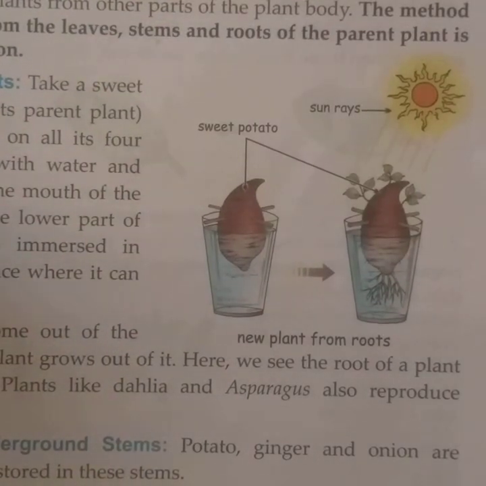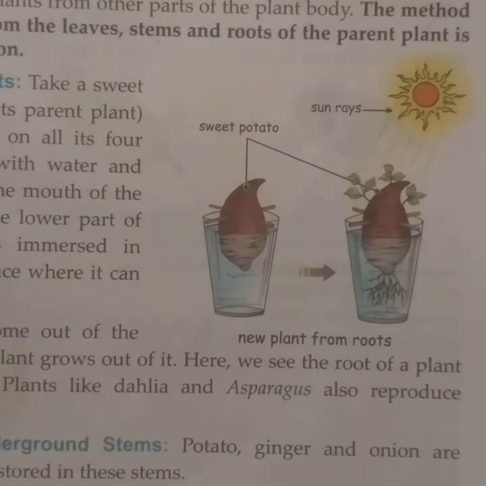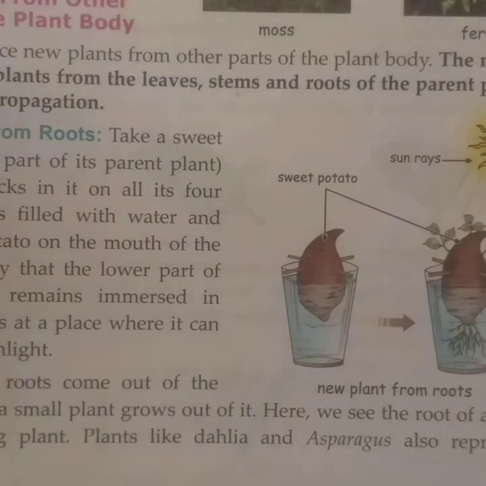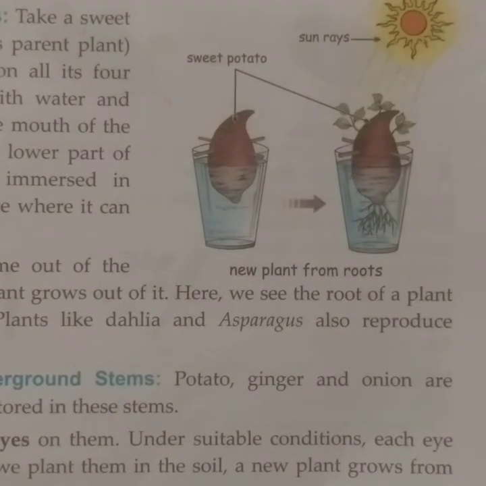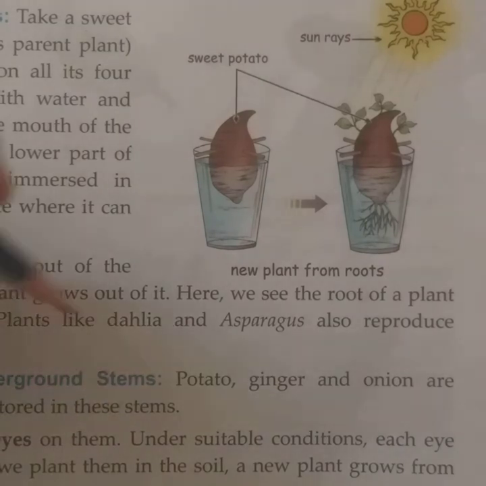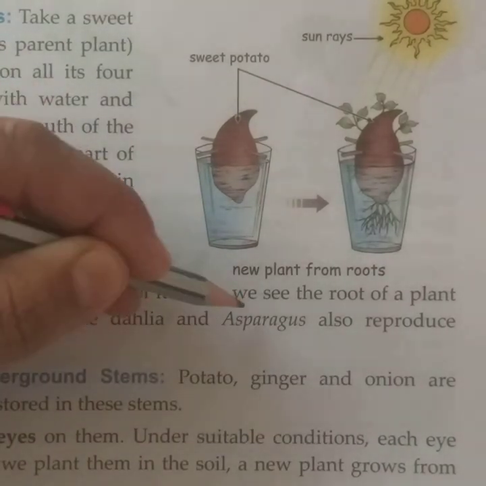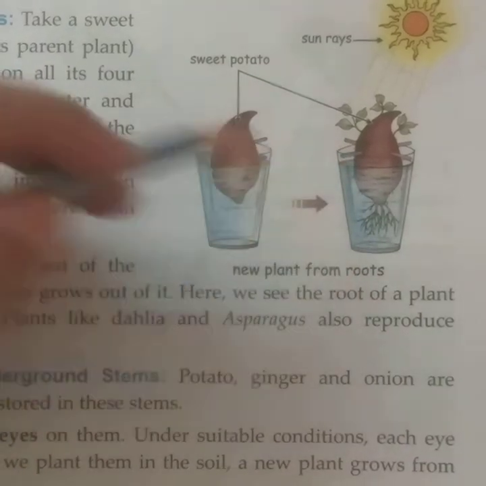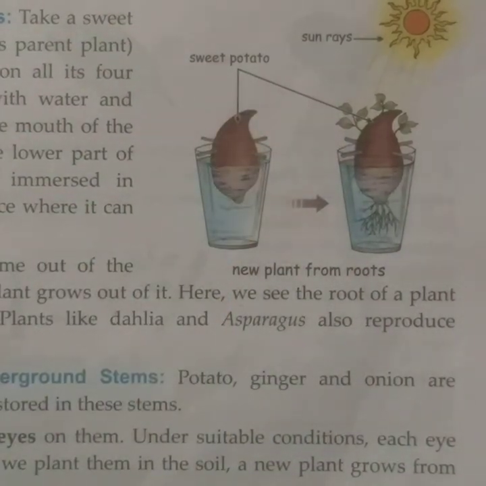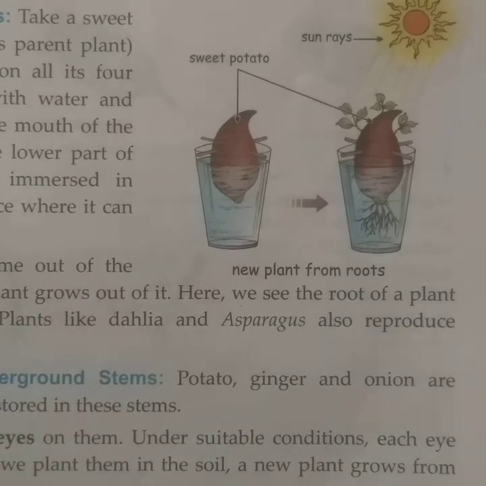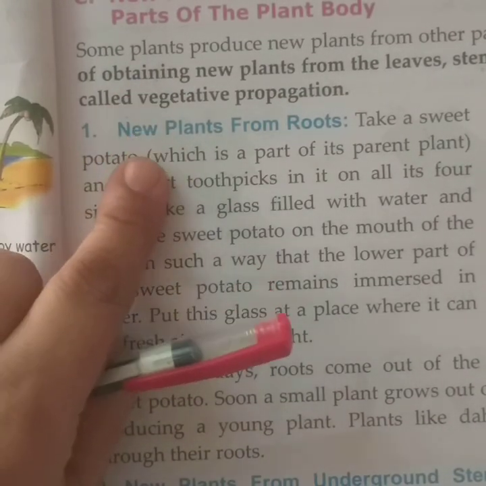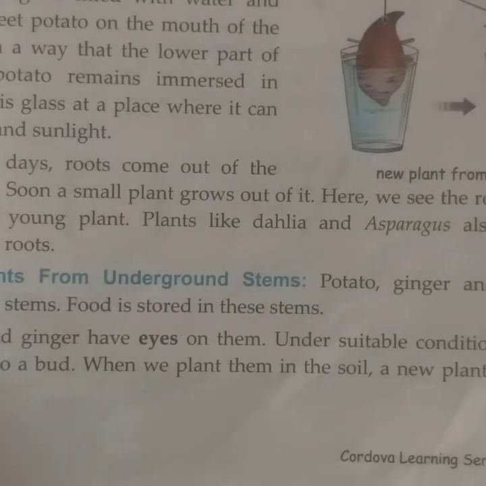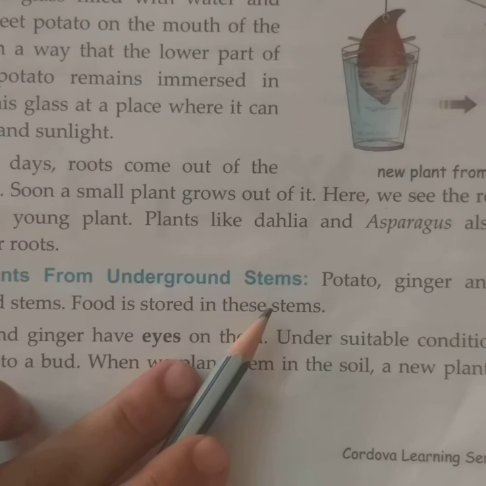producing a young plant. Plants like dahlia and asparagus also reproduce through their roots. Here is the example of two plants given, that is dahlia and asparagus. These plants also grow with the same technique which you see here with the sweet potato. So this is all about growing a new plant from roots. Moving next to the topic, new plants from underground stems.